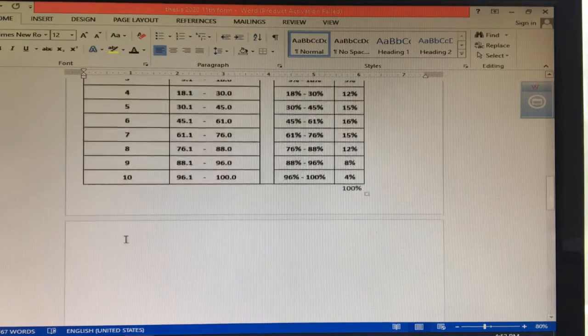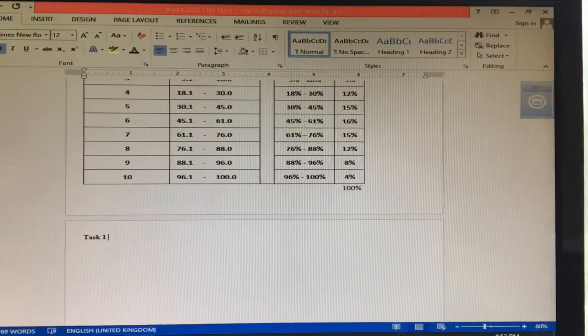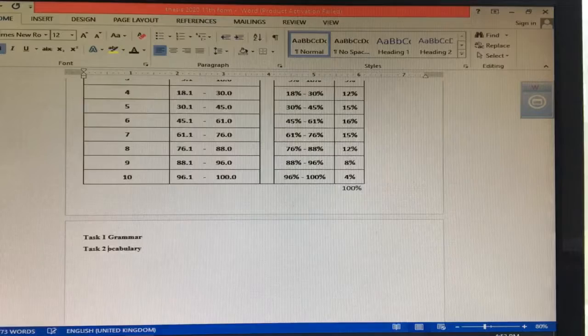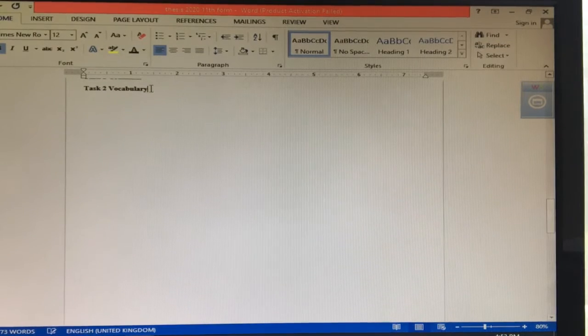Okay, so we go to task 1, and of course as it is a test paper, we have to design it for our students as well. So the first, we said task 1 would be grammar. Task 2 would be vocabulary, and we're going to see how we write the items. Task 3 would be reading, and task 4 would be writing.